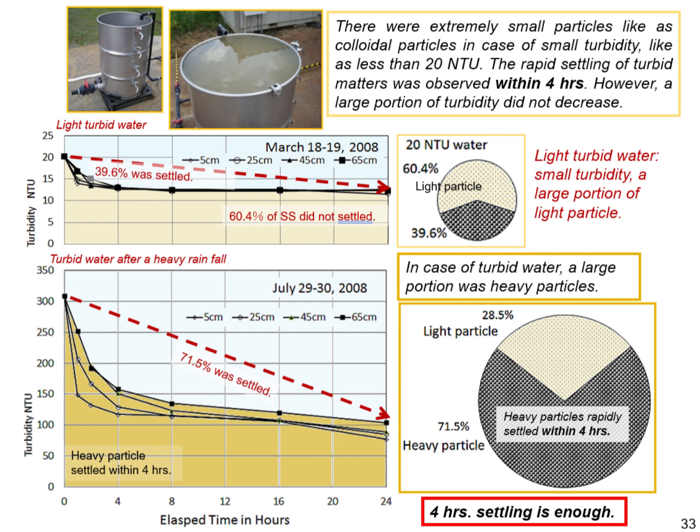The rapid settling of turbid matter was observed within 4 hours. However, a large portion of turbidity did not decrease. In the case of turbid water, a large portion was heavy particles. From our experiment, we thought 4 hours settling time is enough.